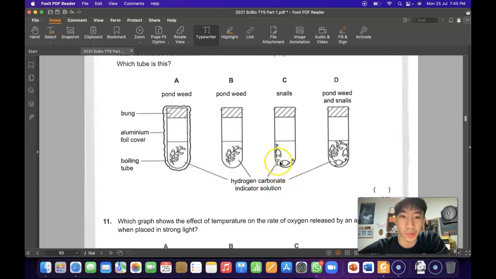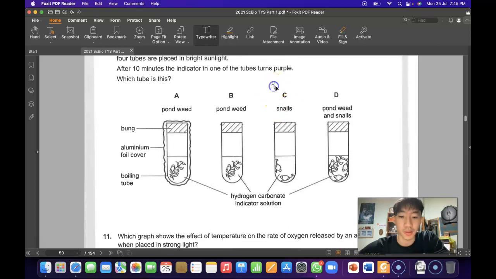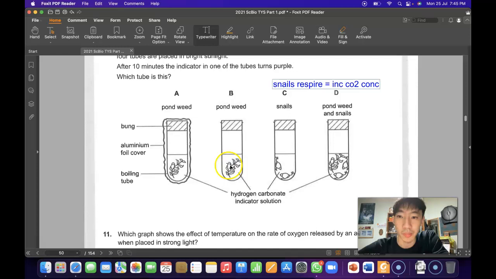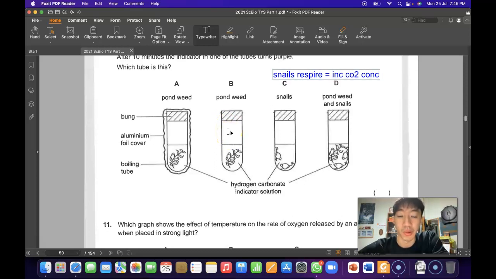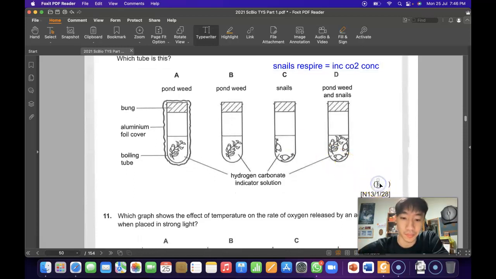Here it's a bit interesting because they put a snail. Since snails are living things, they will respire, and respiration increases the carbon dioxide concentration, because they're breathing out carbon dioxide. So the one that will turn purple is the one with only a plant and no foil covering it. In this case, it can photosynthesize and will use the carbon dioxide for photosynthesis. So B.